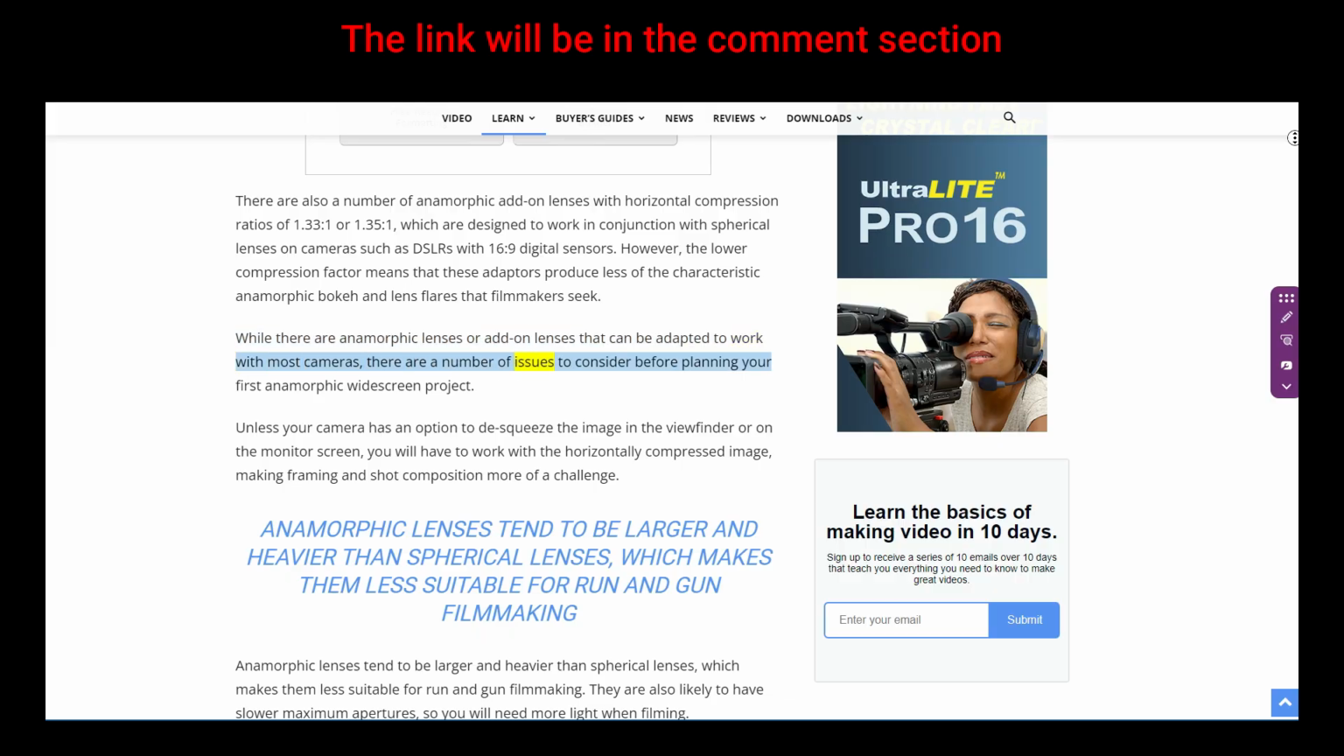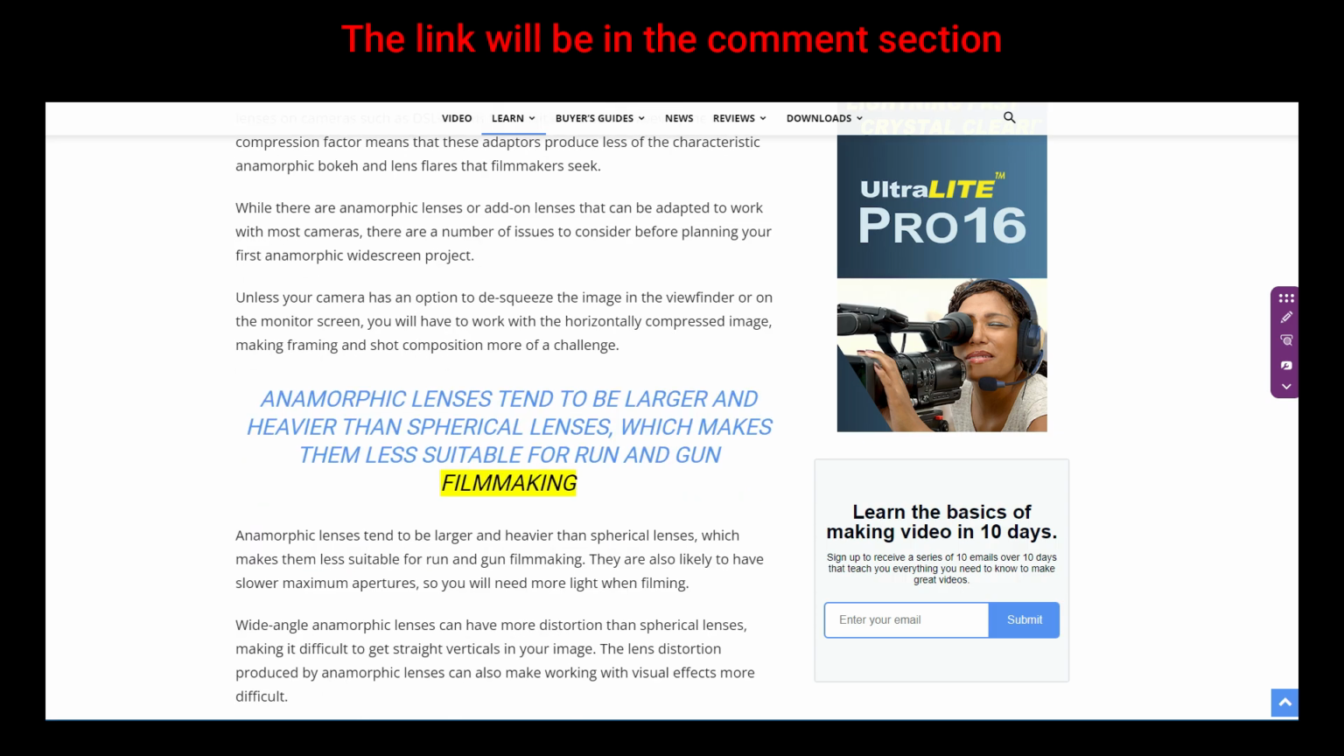While there are anamorphic lenses or add-on lenses that can be adapted to work with most cameras, there are a number of issues to consider before planning your first anamorphic widescreen project. Unless your camera has an option to de-squeeze the image in the viewfinder or on the monitor screen, you will have to work with the horizontally compressed image, making framing and shot composition more of a challenge.